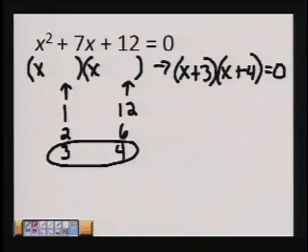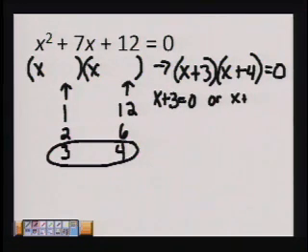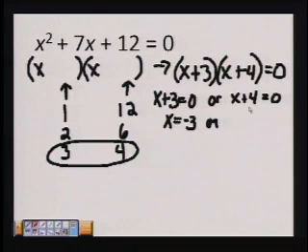So we'll write a statement that says essentially that. x plus 3 equals 0, or x plus 4 equals 0. Now we solve each part. Subtracting 3 from each side here, we get x equals negative 3. Subtracting 4 here, we get x equals negative 4. These are our solutions to our quadratic equation.